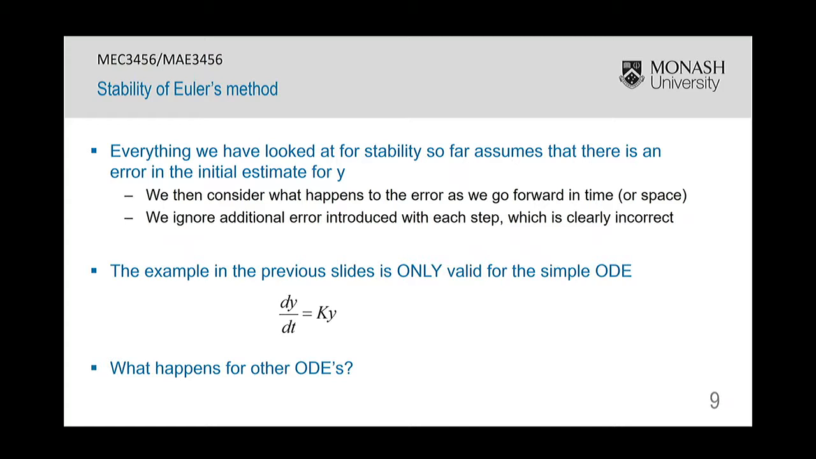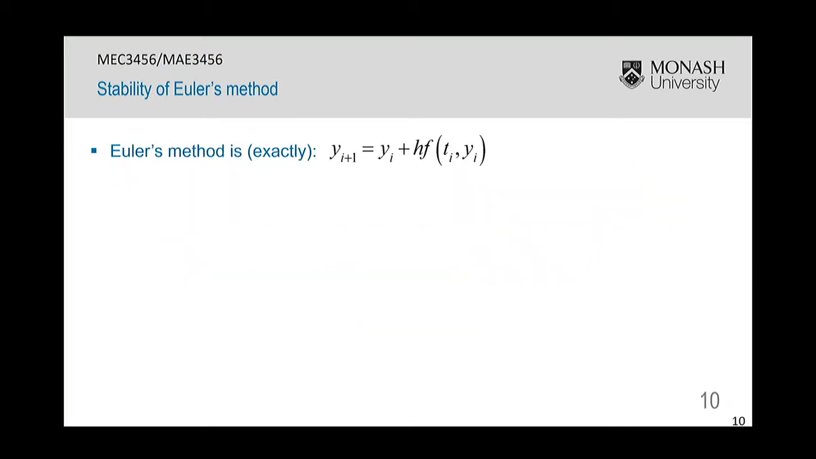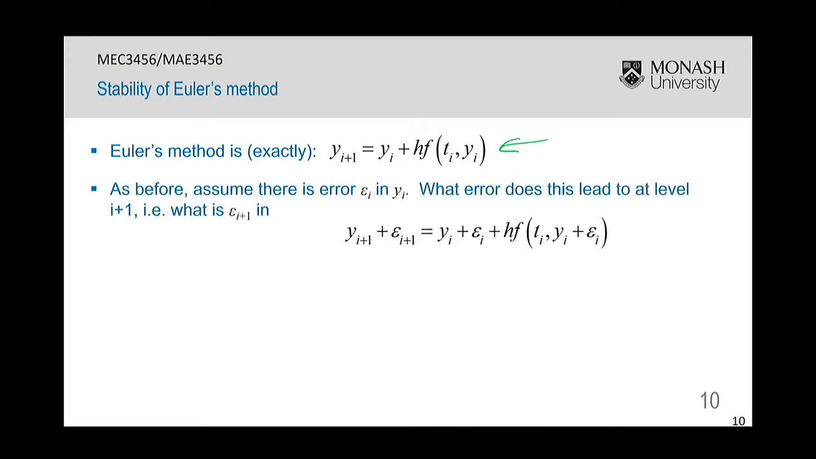The example in the previous slides is only for this very simple ODE, dy/dt is equal to ky. What happens for other ODEs? Well, let's look at Euler's method again. So y_{i+1} equals y_i plus h f(t_i, y_i). So this is the generic case where f can be any function now of t and y.